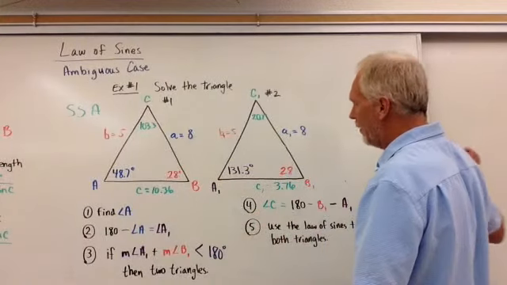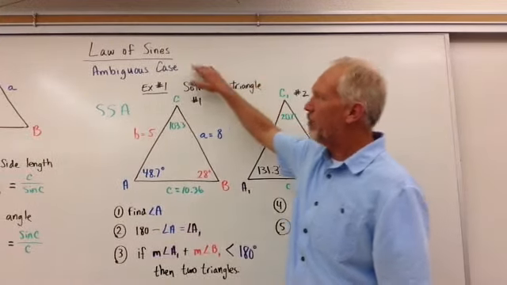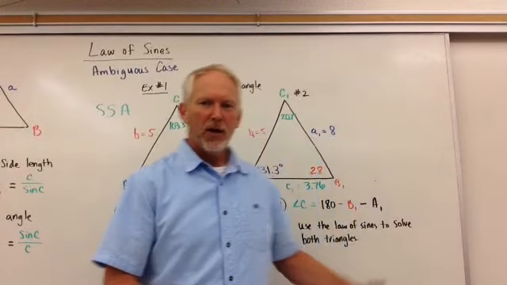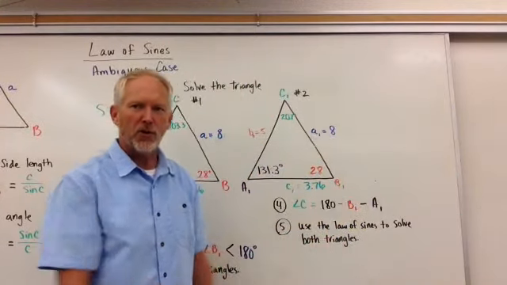There are 2 triangles. Check it out. And that is your ambiguous case. Rewatch the video. Check it out. It's a lot of fun. Ambiguous: 2 triangles, 1 situation.